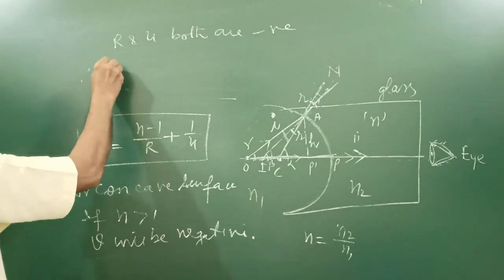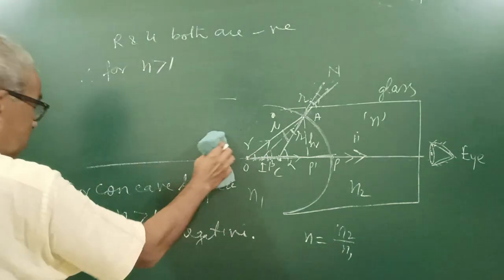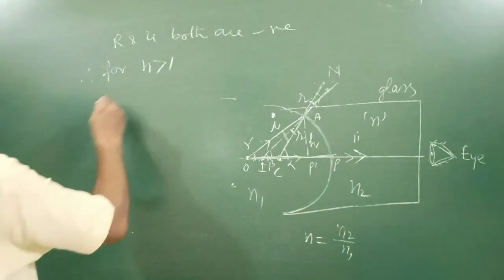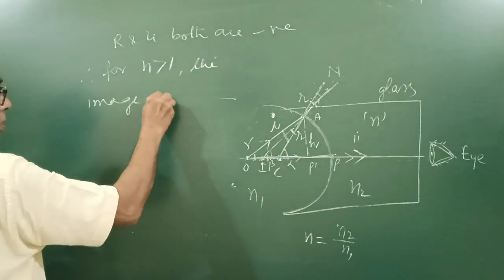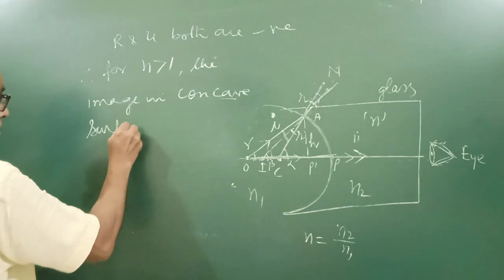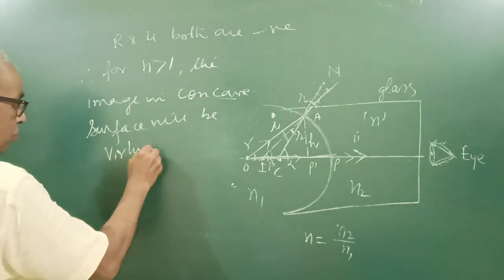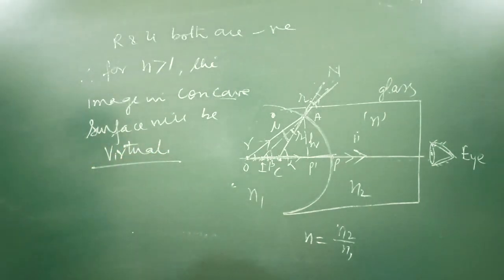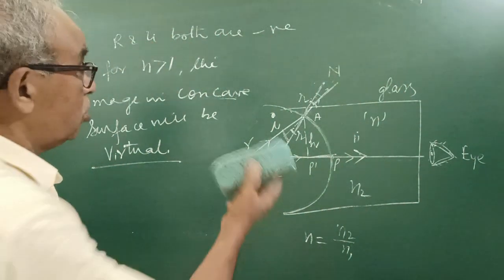And therefore for n greater than 1, for a concave surface, the image will be virtual. We remember it. Actually, in different competitive exams, questions come on this topic generally. They ask questions from this part.